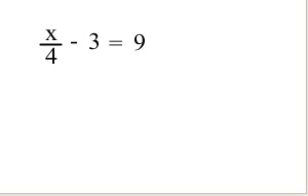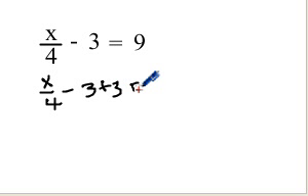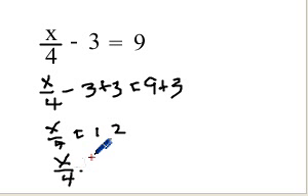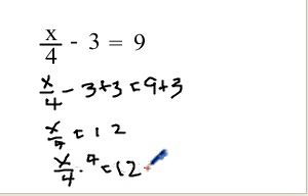One more two-step equation. Here I have x divided by 4 minus 3. So the first thing I deal with is this. Because it's minus 3, I'm going to do the opposite, which is add 3. So I do that to both sides of the equation. This cancels each other out. I'm left with x divided by 4 equals 12. Now I've got a dividing, so the opposite of dividing is multiplying, so I'm going to multiply both sides of the equation by 4.